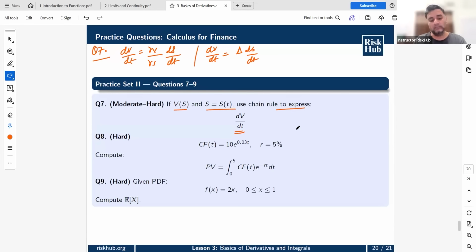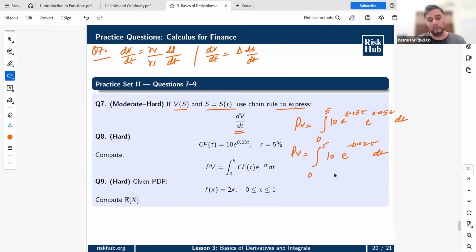So PV is equal to the integral from 0 to 5 of 10, which is the function, 10 e^(0.03t), and then you multiply by e^(-0.05t) dt. Please understand this is rt, and r is 0.05. Putting it more simply, we combine the exponents: integral from 0 to 5 of 10 e^(-0.02t) dt.